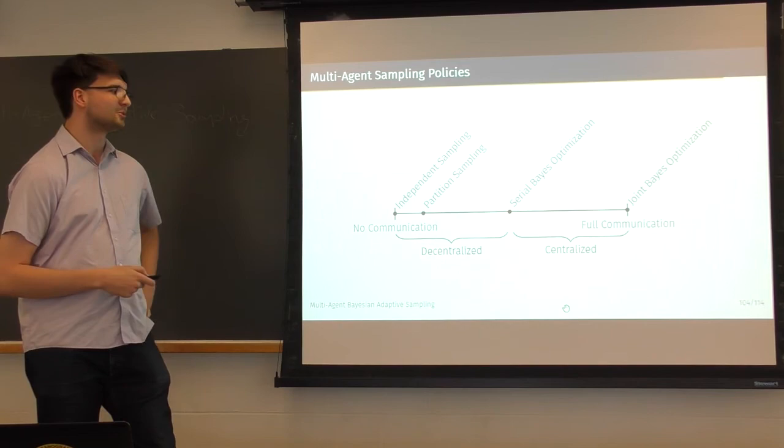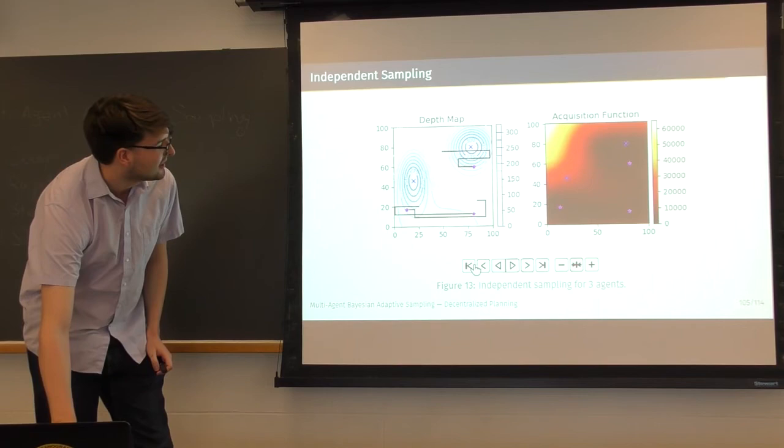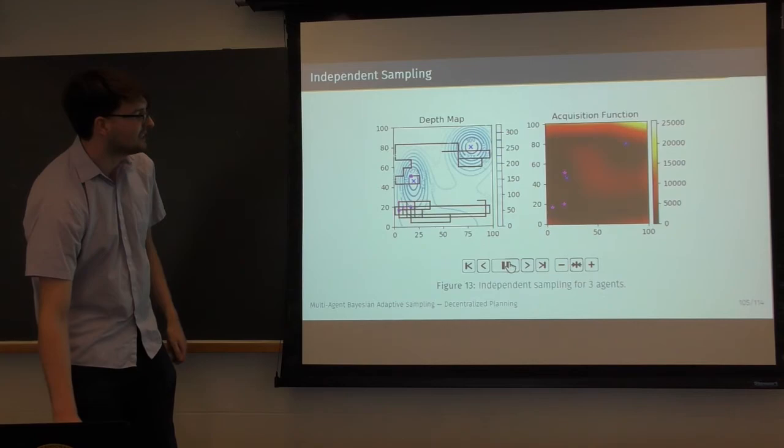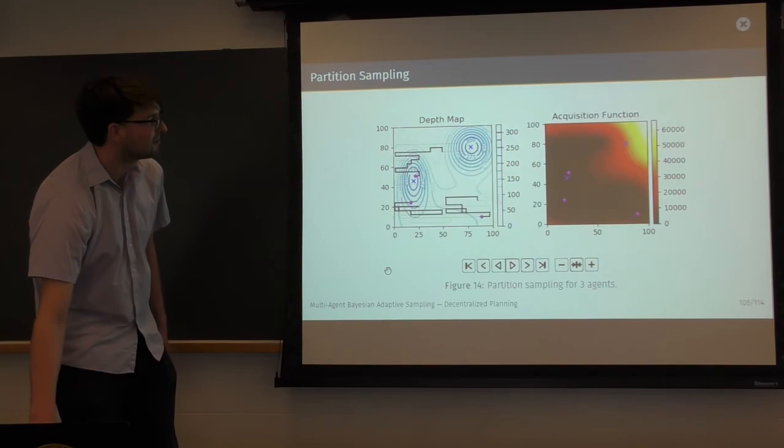So if you consider independent sampling, all we're going to see here is that the robots don't really know what each other is doing. So one robot doesn't know when this region has already been sampled, and it's literally just three agents doing SBO at the same time, and we're just looking at what the results are. But we don't have metrics here on really comparing.